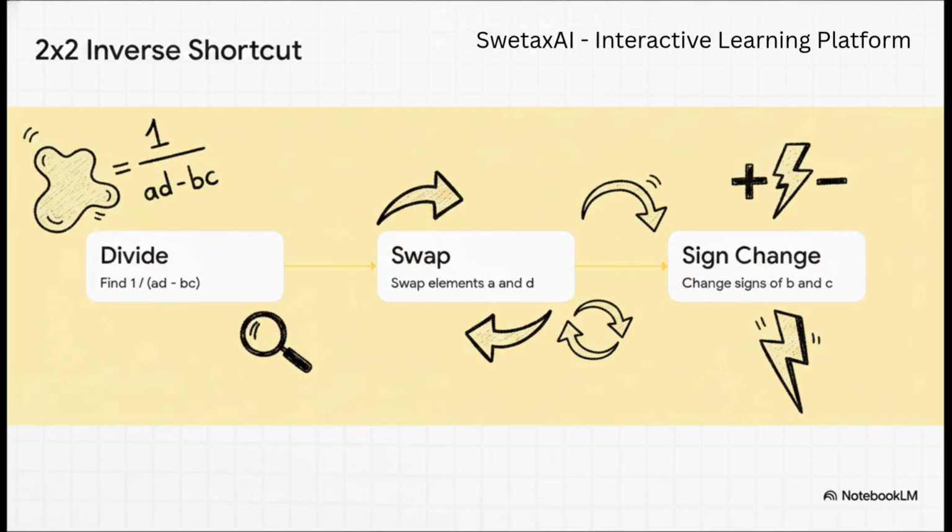Knowing this shortcut will save you massive amounts of time on exams, which links perfectly back to the SwetaxAI learning tip about focusing on systematic practice for these common calculations.